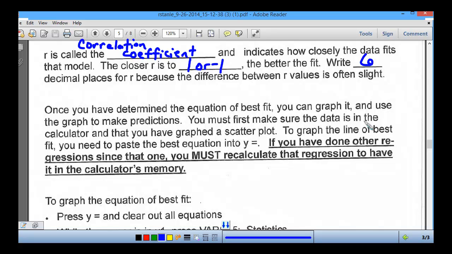You have to make sure that the data is in the calculator and that you've graphed a scatter plot. To graph the line of best fit, you need to paste the best equation for y into y equals. If you have already done other regressions since that one, then you must recalculate the regression that you need in order to have it in the calculator's memory.